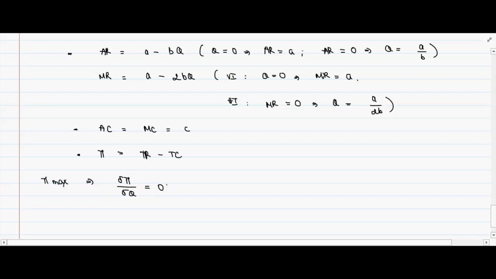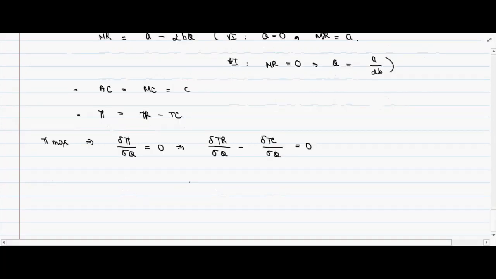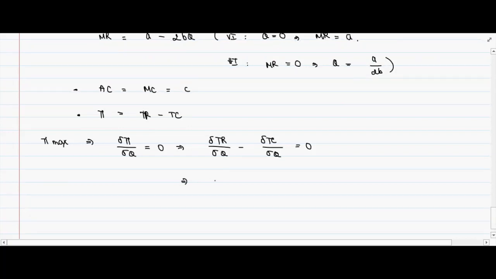Now, if we differentiate this profit function with respect to Q, it is basically the differential of the total revenue function with respect to Q minus the differential of the total cost function with respect to Q, and we make that equal to 0. Obviously, the differential of total revenue with respect to Q gives you marginal revenue, and differentiating the total cost function with respect to Q gives you marginal costs. And so, at the profit maximizing point, marginal revenue is going to be equal to marginal costs.